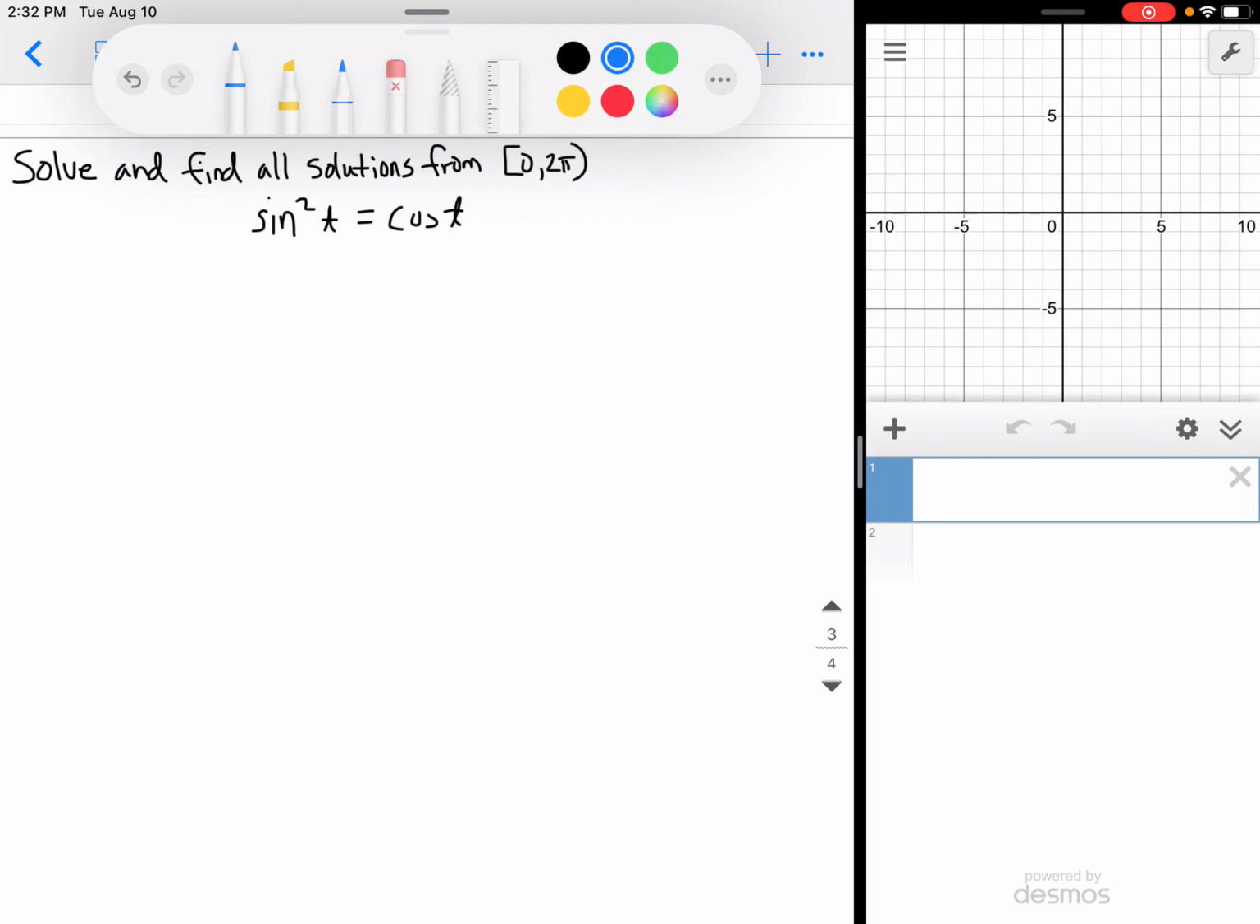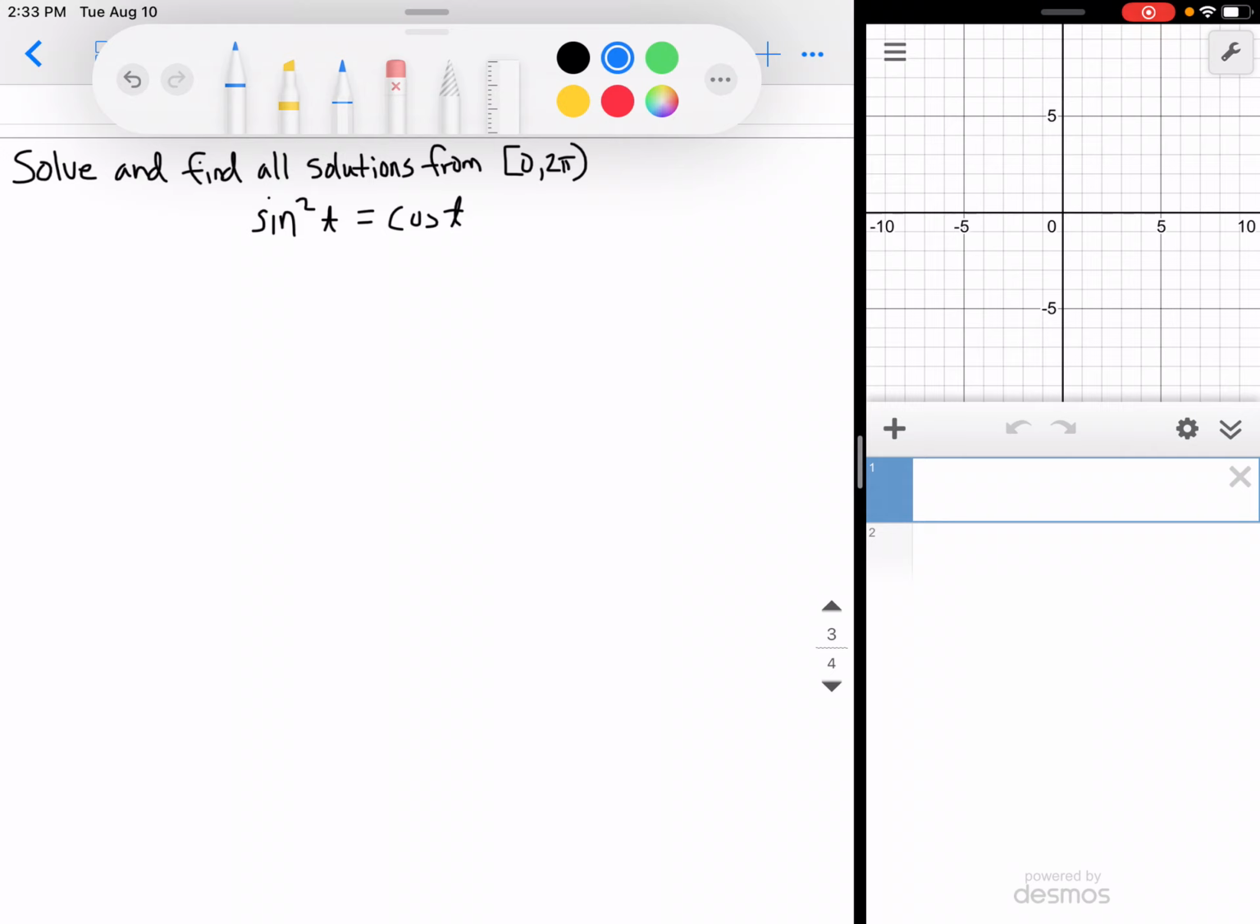Hello and welcome to this video where we're going to solve this equation, sine squared t is equal to cosine t. We're going to find all the solutions from 0 to 2 pi. Now we're also going to use a graphing calculator to help us out a little bit. If we wanted to, we could just type in sine squared t and cosine t and find their intersections on the graphing calculator.